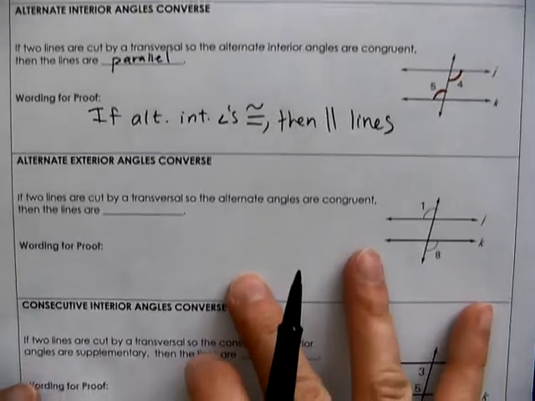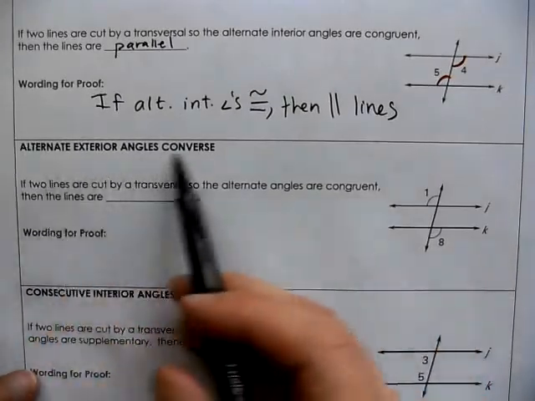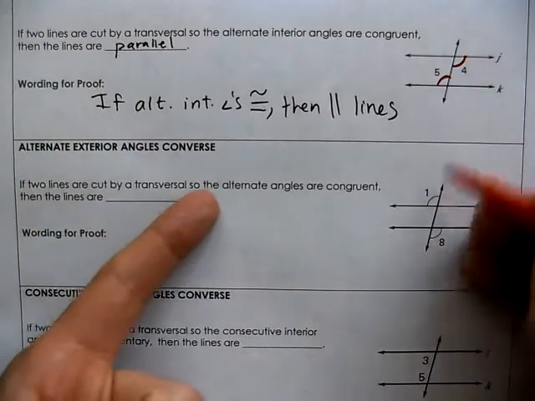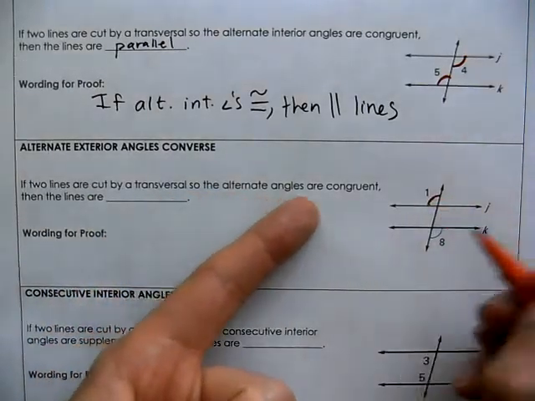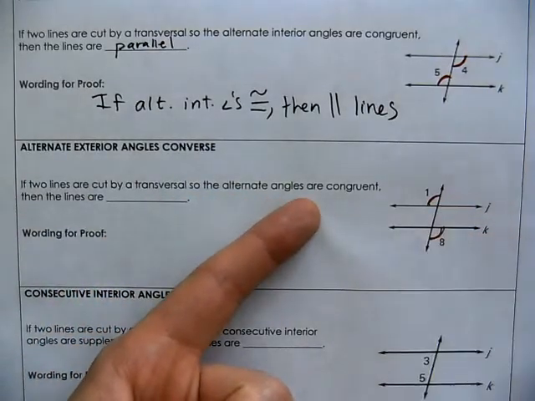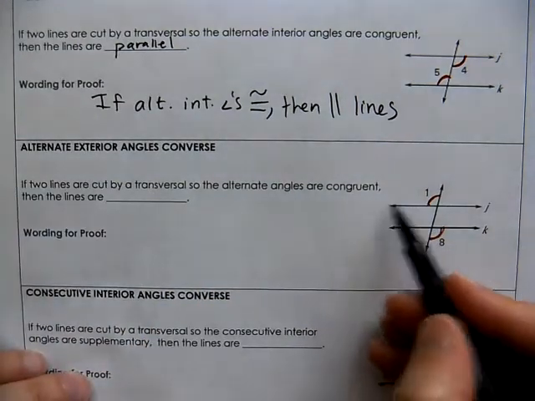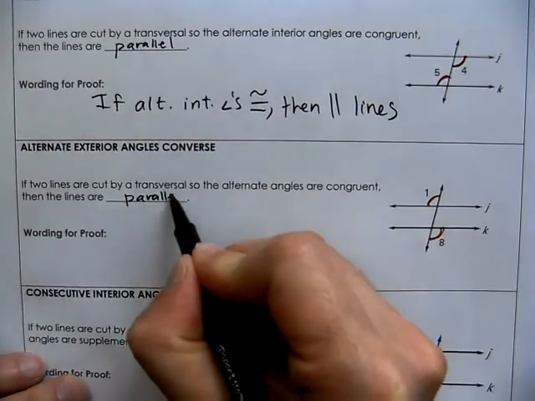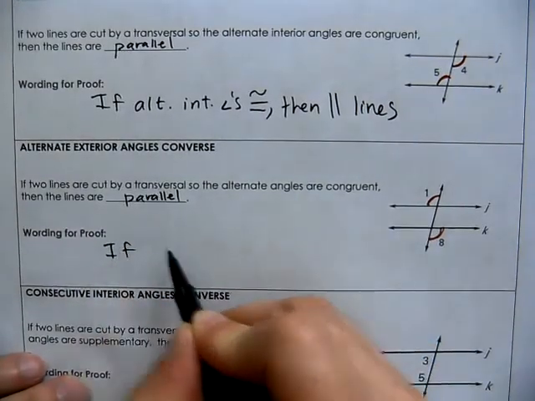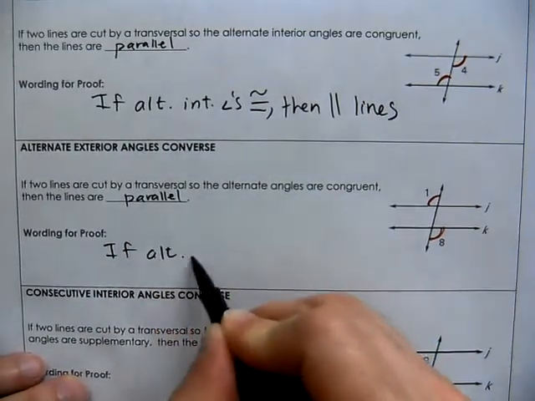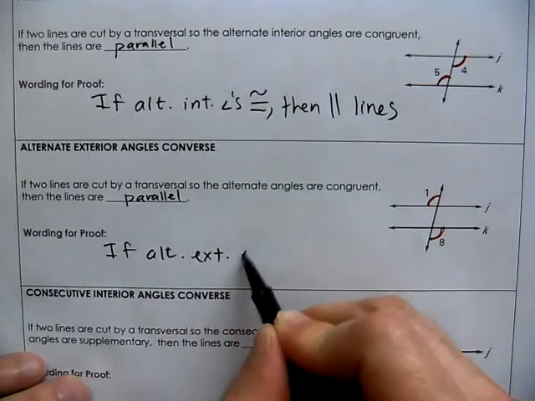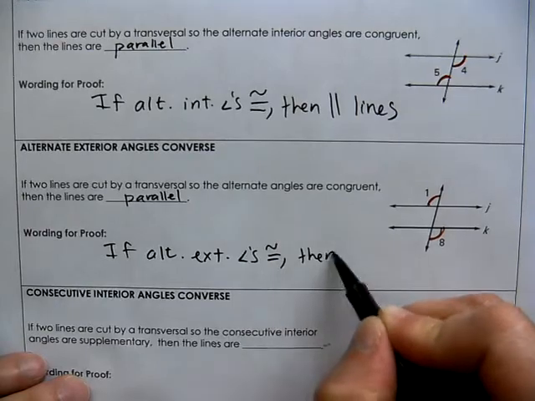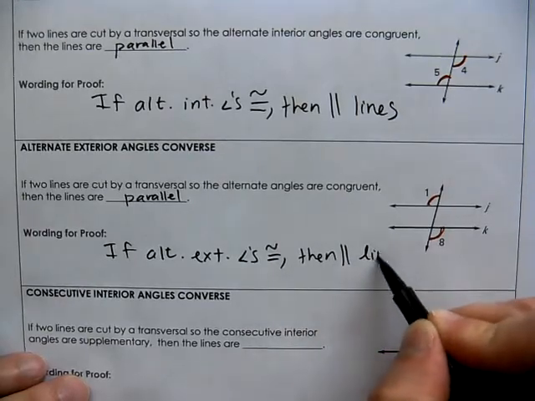Here's the third one, alternate exterior angles converse. If two lines are cut by a transversal, so the alternate exterior angles are congruent, well then what do we know about the lines they touch? Those lines are parallel. So we would say if alternate exterior angles are congruent, then parallel lines.